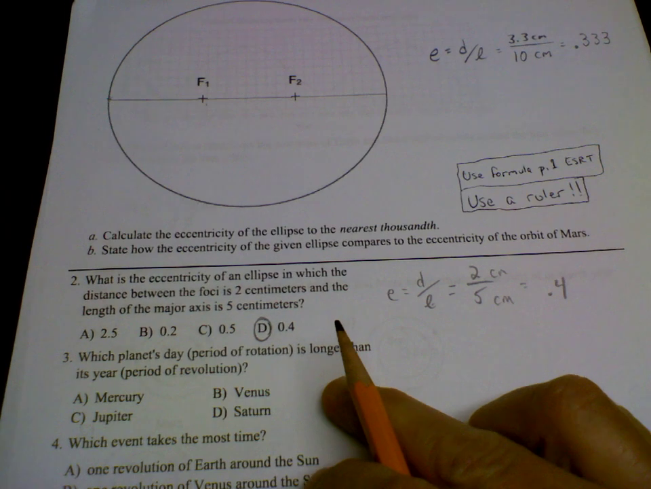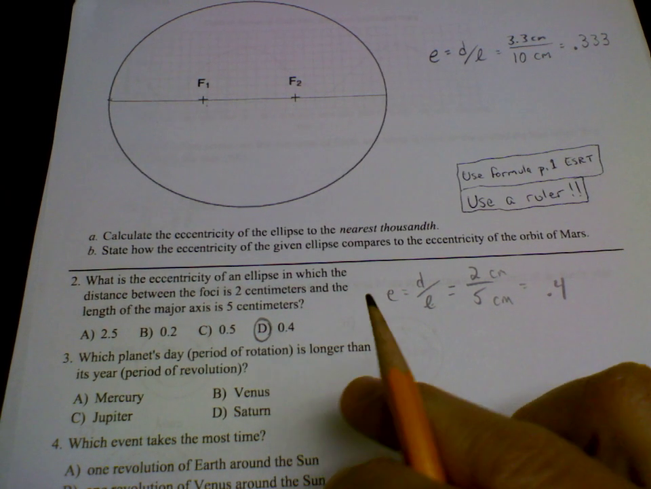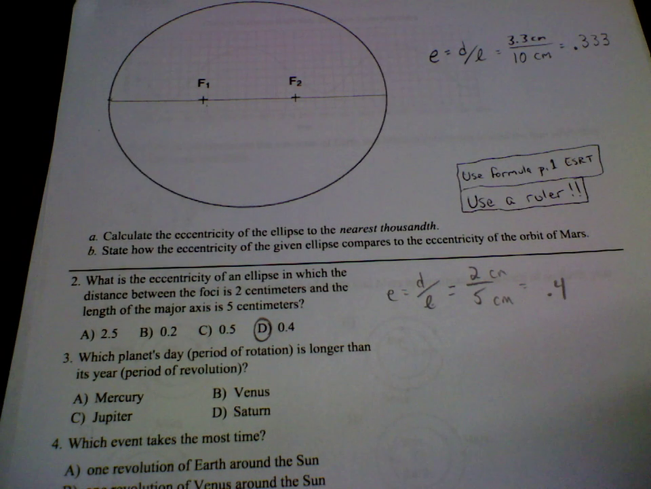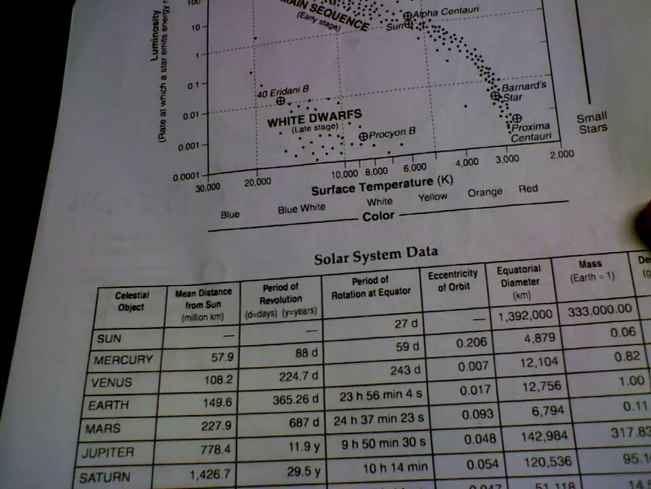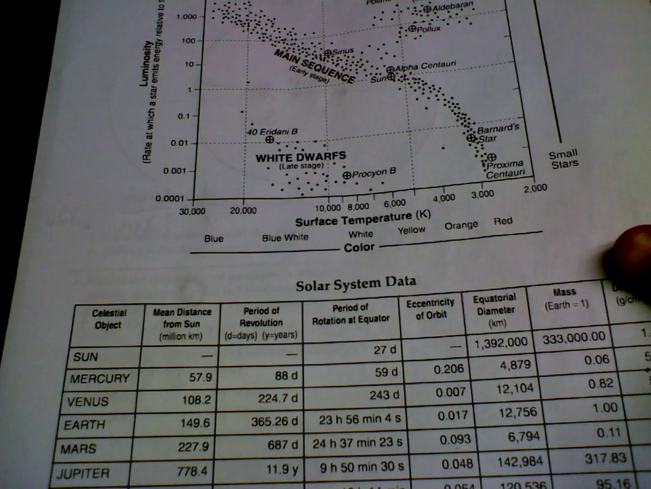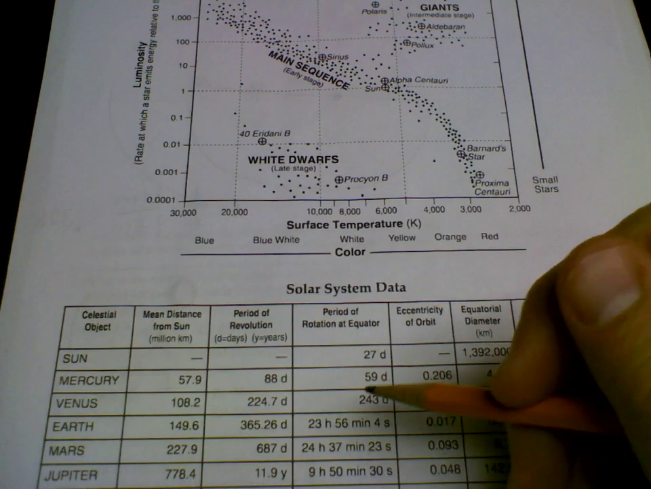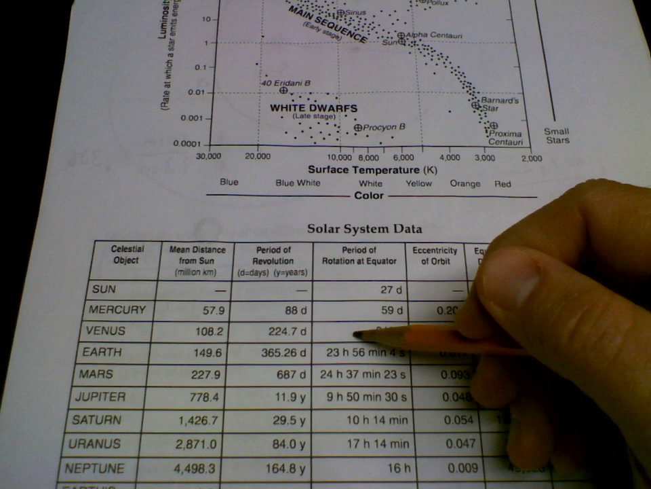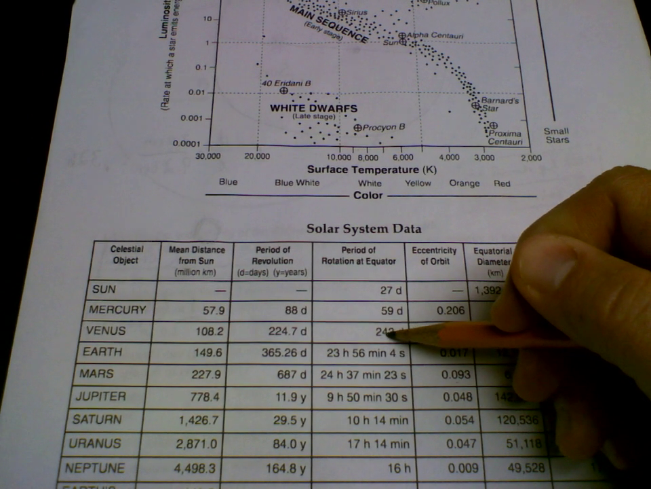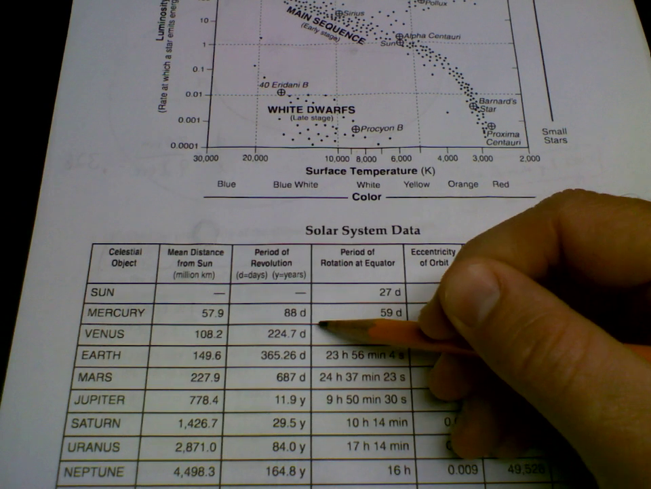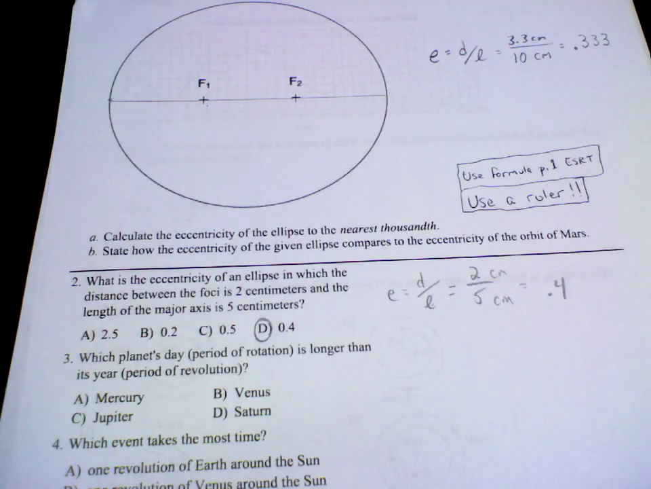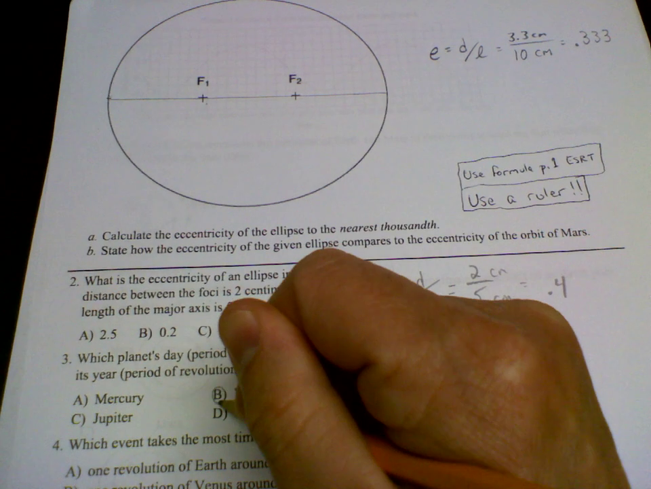Which planet's day is longer than its year? And they even tell you period of rotation versus period of revolution. You go to the reference table, and the only one that has a greater period of rotation than its revolution is Venus, right? Because Venus has a period of rotation of 243 days, and its revolution is 224. So Venus is the answer for number 3.